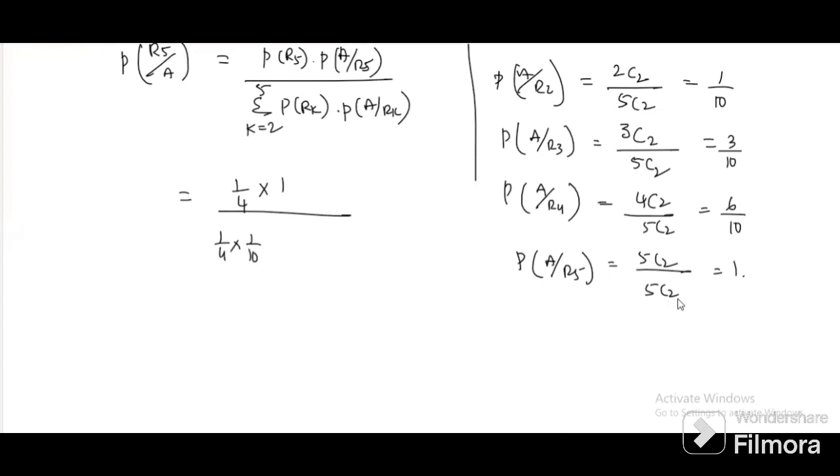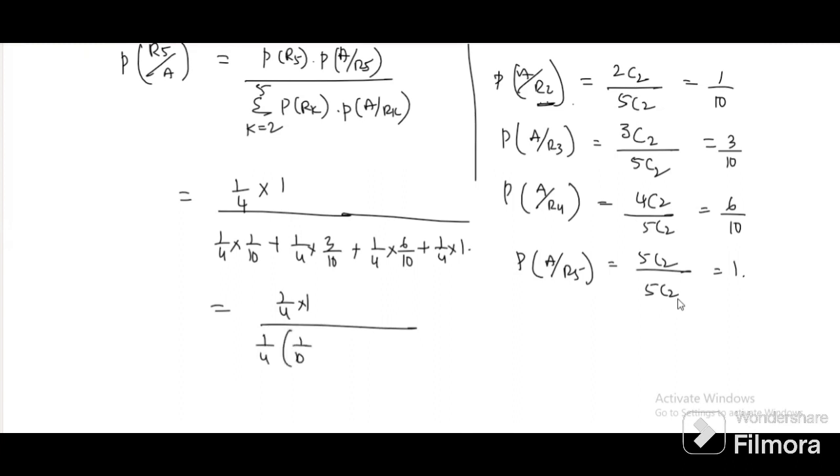That is, if we know we are drawing the 2 red balls, plus 1 by 4 into 3 by 10, if you know the 3 red balls are there in the bag, 1 by 4 into 6 by 10, when we know 4 red balls are there, 1 by 4 into 1, when we know 5 red balls are there in the bag. So 1 by 4 is common, 1 by 10 plus 3 by 10 plus 6 by 10 plus 1. So these two get cancelled.